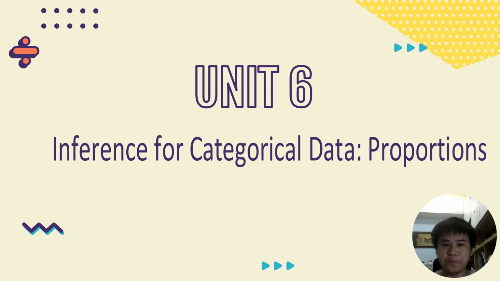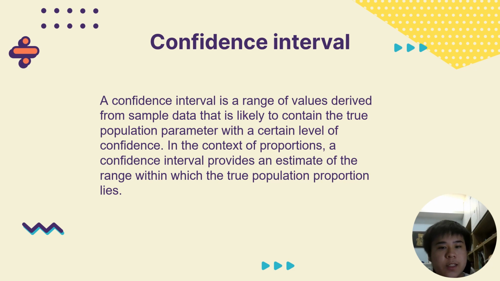Okay, so Unit 6. We'll be talking about inference for categorical data, proportion. All right. So, see what I told you. Confidence interval. Super important. A confidence interval is a range of values derived from sample data that is likely to contain the true proportion parameter within a certain level of confidence. In the context of proportion, a confidence interval provides an estimate of the range within which the true population proportion lies.